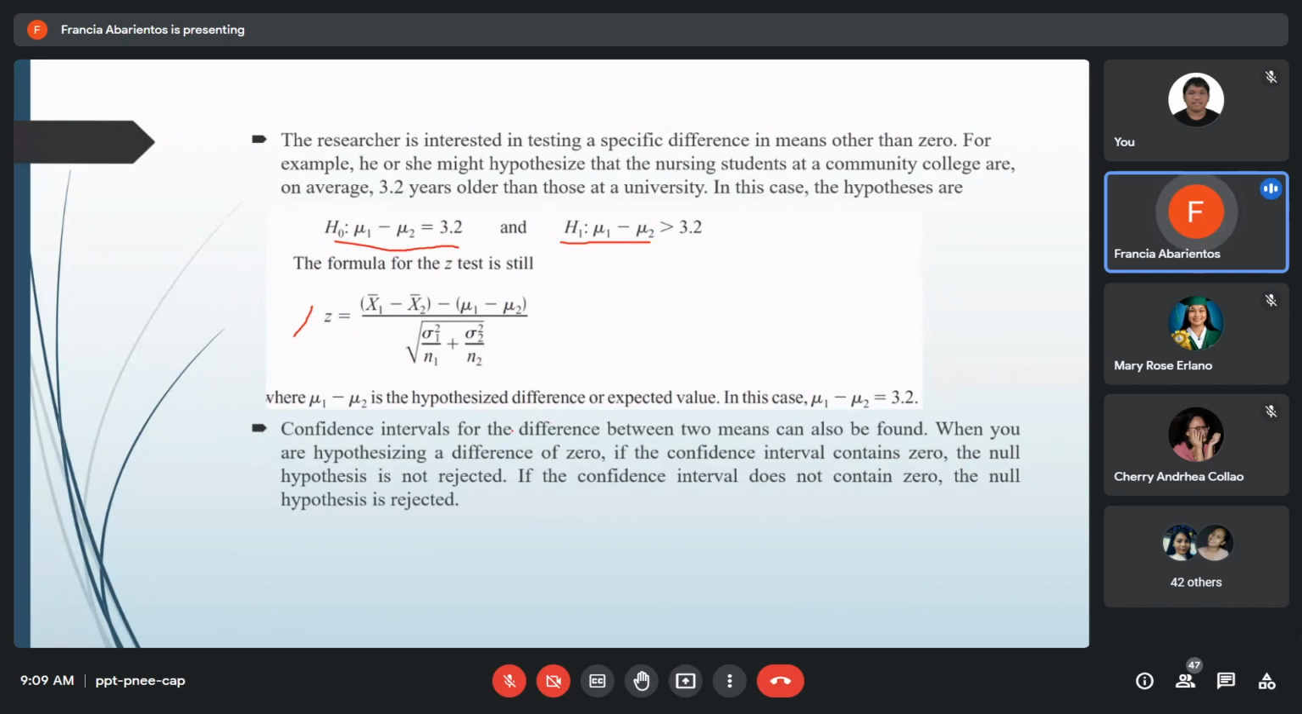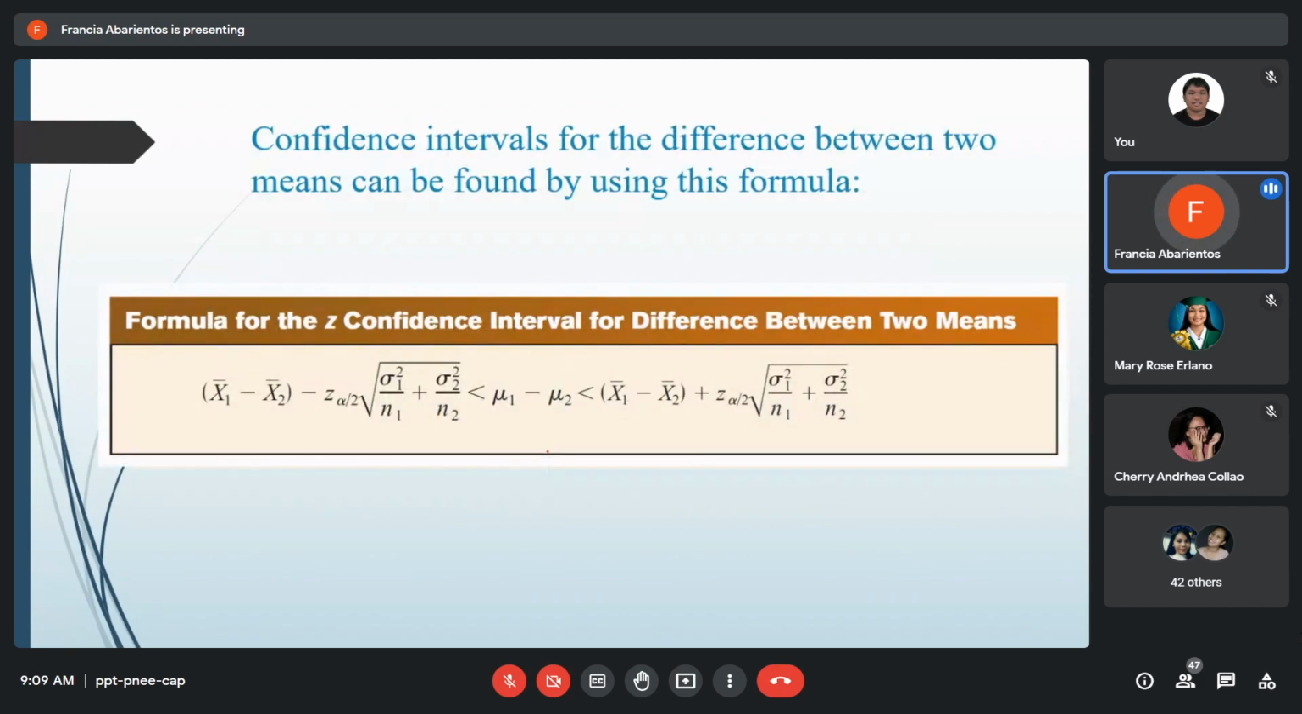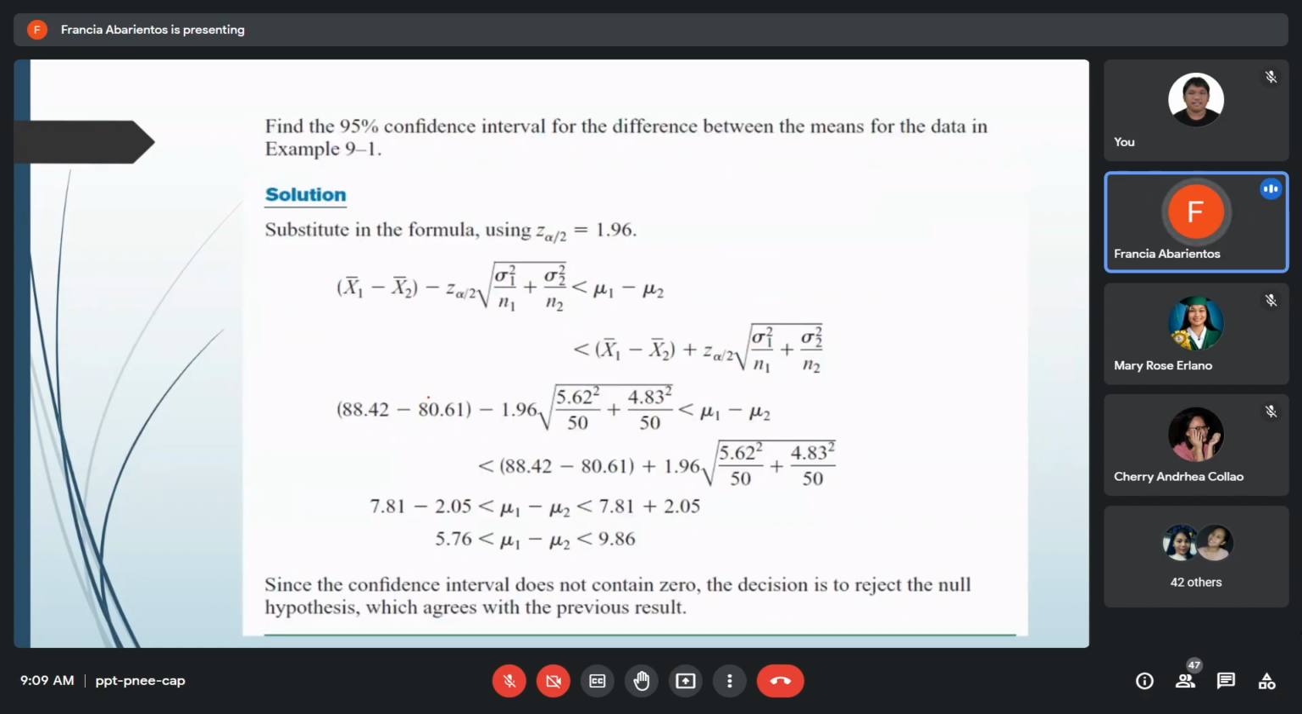Ito naman kasi yung confidence intervals natin for the difference between two means can be also found. When you are hypothesizing a difference of 0, if the confidence interval contains 0, the null hypothesis is not rejected, while if the confidence interval does not contain 0, the null hypothesis is rejected. Yan. Ito class, so the general formula, we can make use of the Z confidence interval for the difference of the means. And proper substitution lang to class. The first example natin. Ayan.